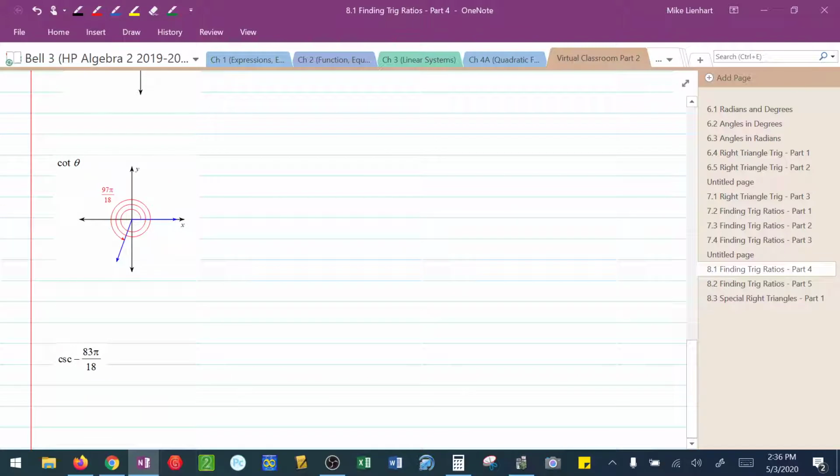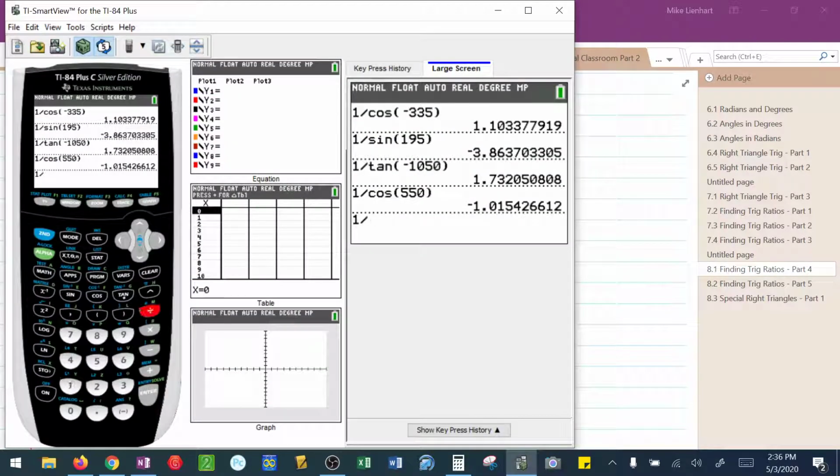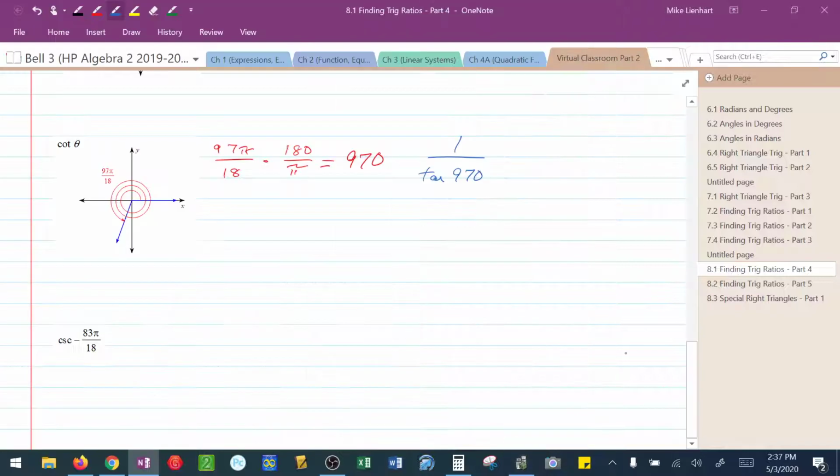All right. Just a couple more to make sure that we have practice at this. I'm going to change the radian, 97 pi over 18, into degree measure, which would give me 970. Then I'm going to take the cotangent of 970, which is really 1 over the tangent of 970. And if I take 1 divided by the tangent of 970, I get 0.36397, which would be 0.3640. Make sure you're rounding correctly.